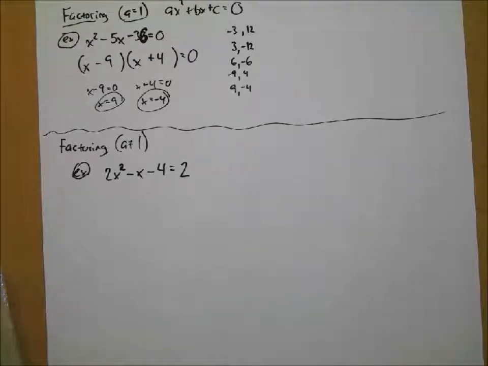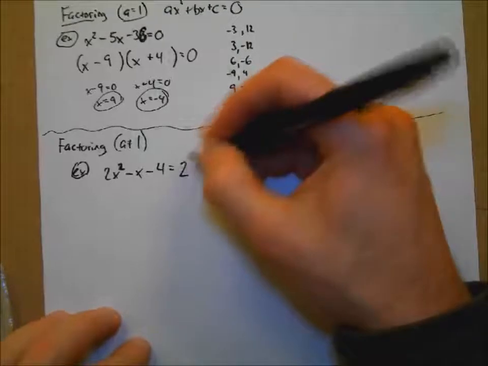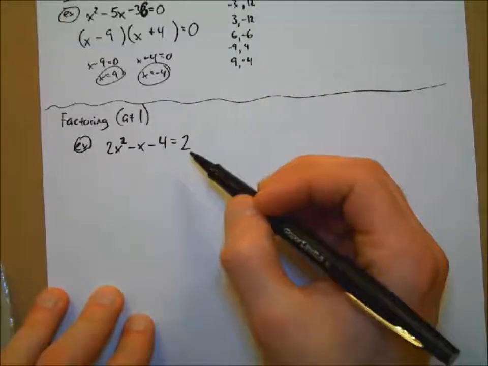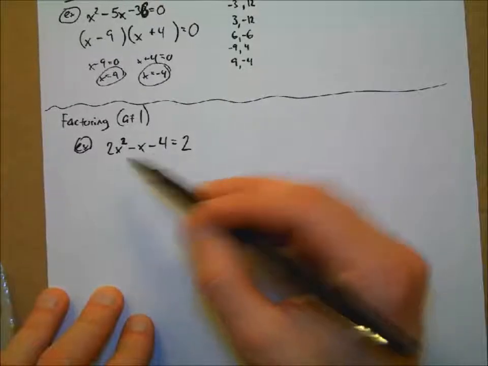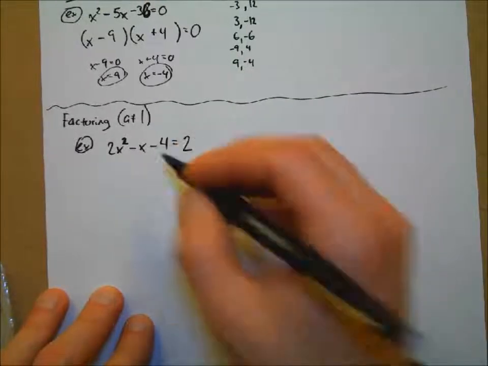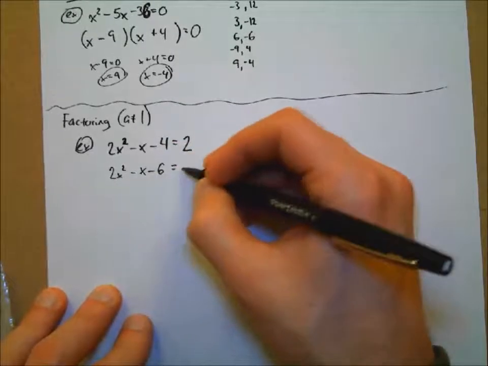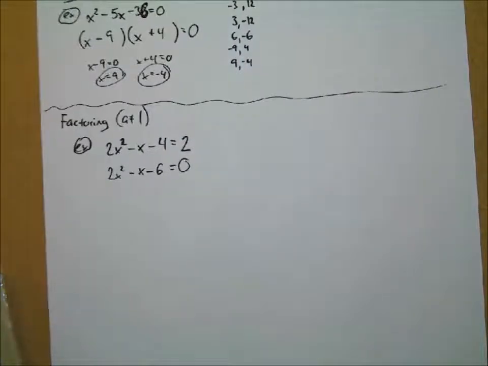So what should be our very first step here? Subtract 2. Good. Your alarms are well tuned. It's not equal to 0. So before we even start to think about factoring this, we need to make sure it's equal to 0. So we'll subtract 2 over. We'll get 2x squared minus x minus 6 equals 0. Okay?